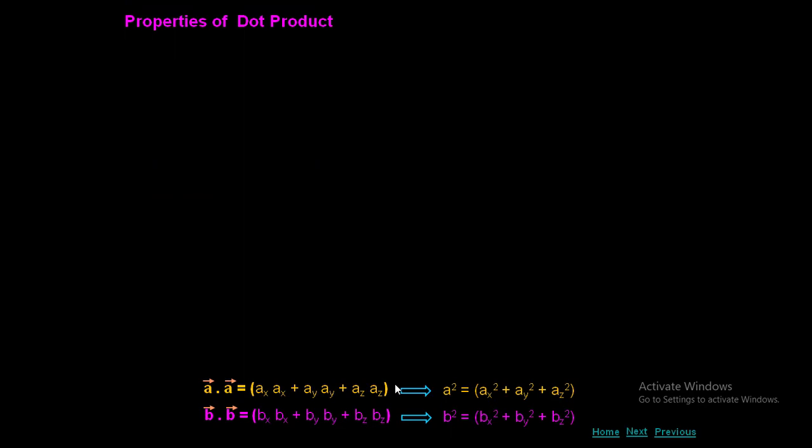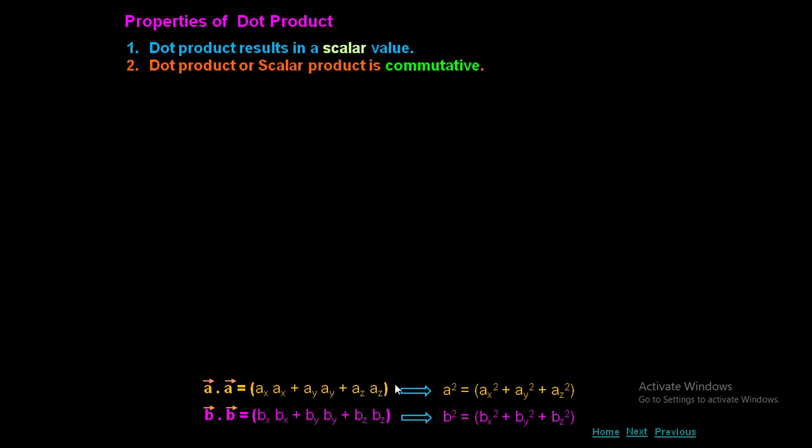Properties of dot product. What are the properties of dot product? Dot product results in a scalar value. Scalar means only magnitude. Dot product or scalar product is commutative. Commutative means A bar dot B bar is equal to B bar dot A bar. That means either you can multiply A bar with B bar or you can multiply B bar with A bar.